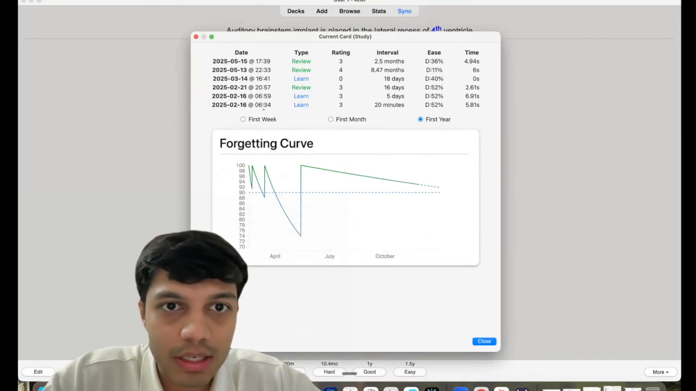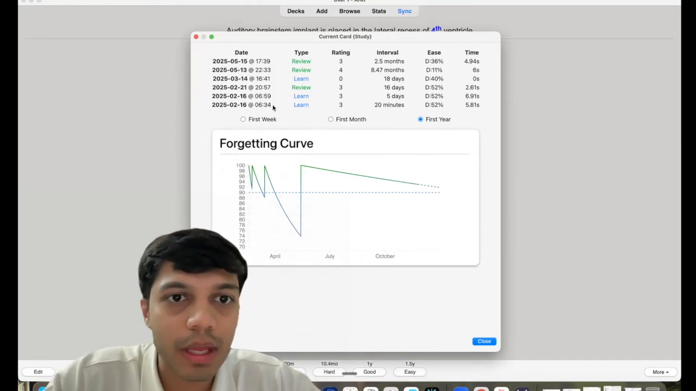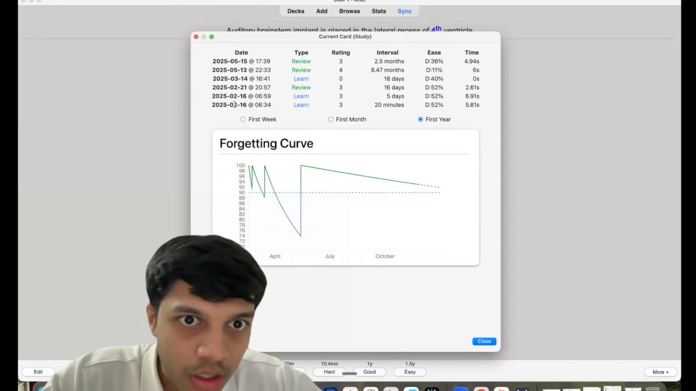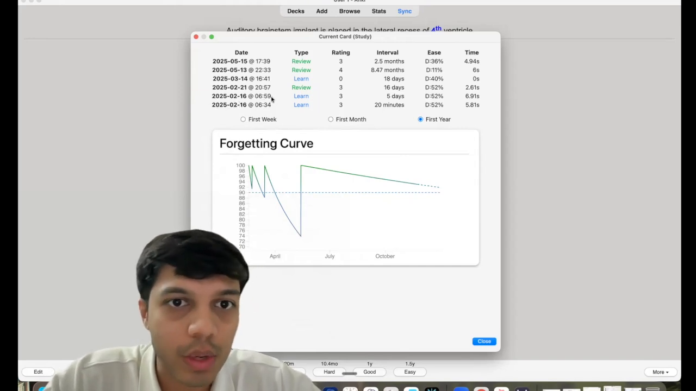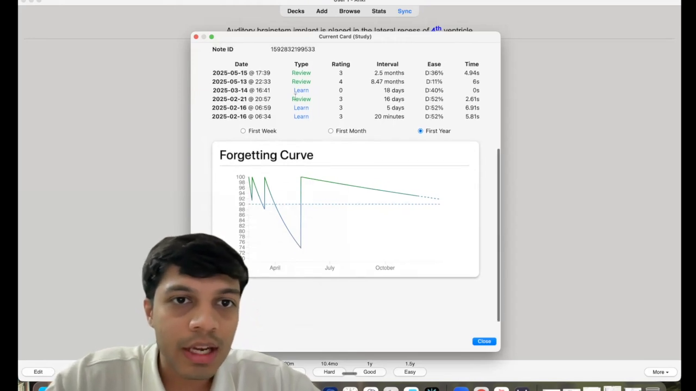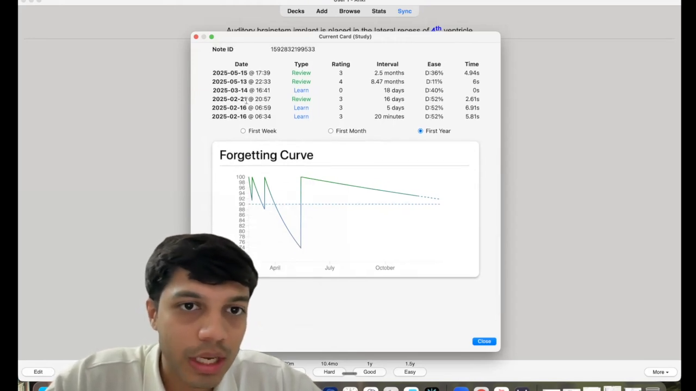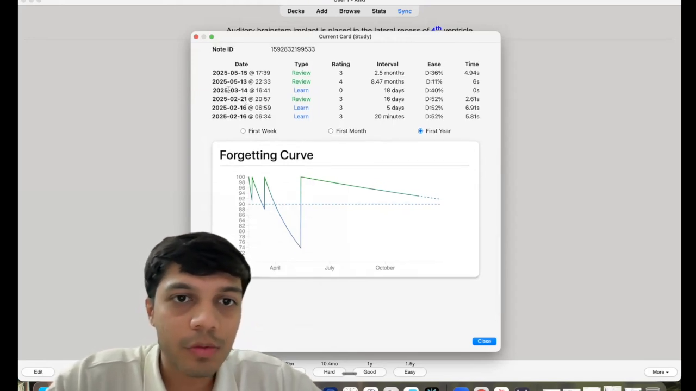So the first time I did the card was at 6:34 p.m. on 16th February 2025. Then I did the card again after 20 minutes or so. Then I did the card again on 21st of February. Then I did it on 14th April. Then I did it on 13th May.